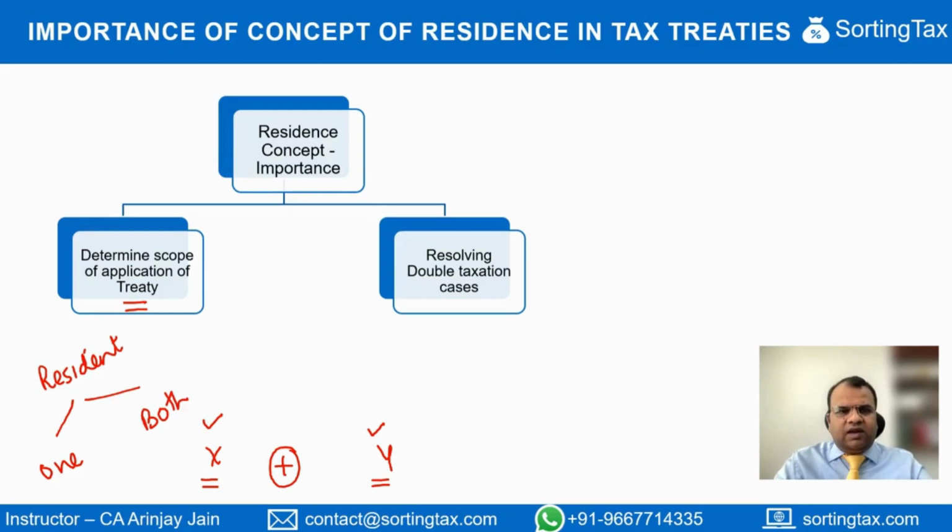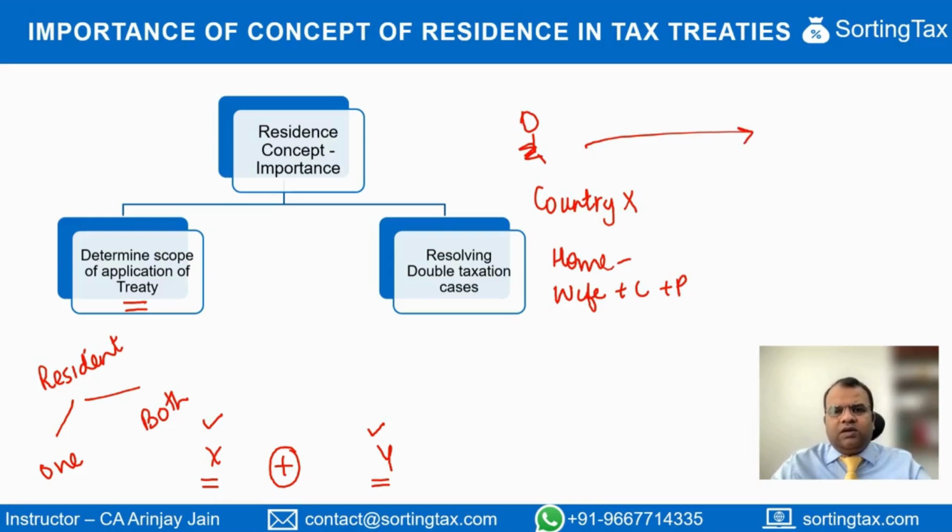The second thing is that the concept of residence helps resolve cases where double taxation arises. Now, think of a case where there is an individual and he has been living in country X. He has his home in country X, and at the home, his wife, his children, and his parents, everyone stays. Now, due to work, the individual has to go to country Y, and he stays here for, let's say, 200 days during a given tax year.